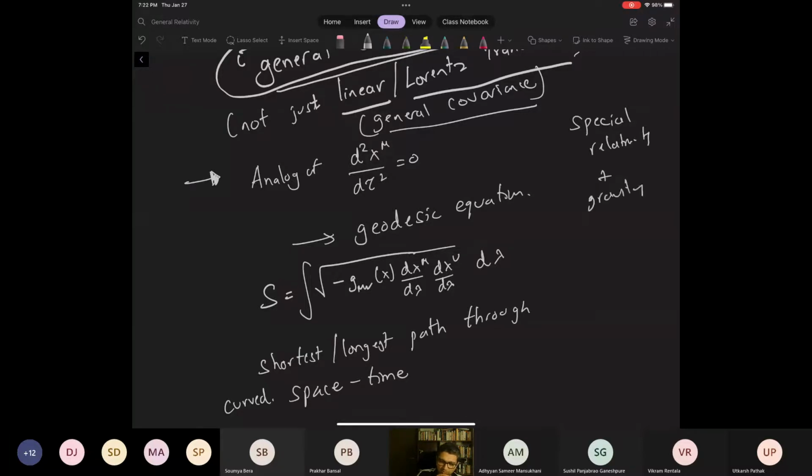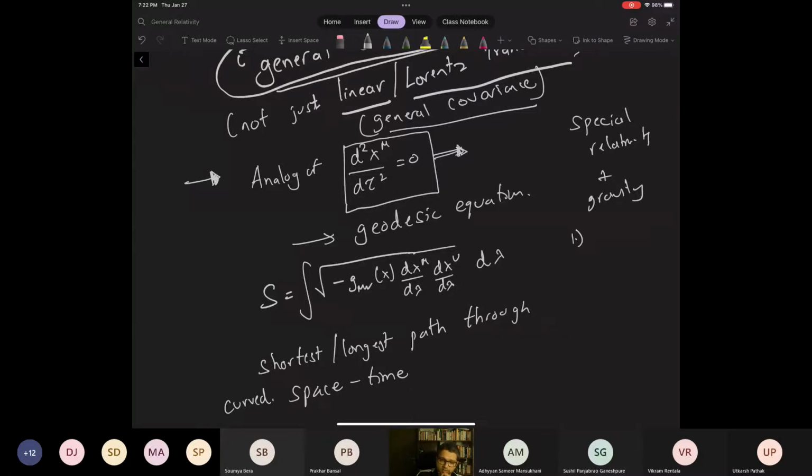Okay, what we were looking for was two things. One is we were looking for a generalization of Newton's laws. That is, if we think about Newton's laws, let's say in the absence of any forces, we saw that this is the law.